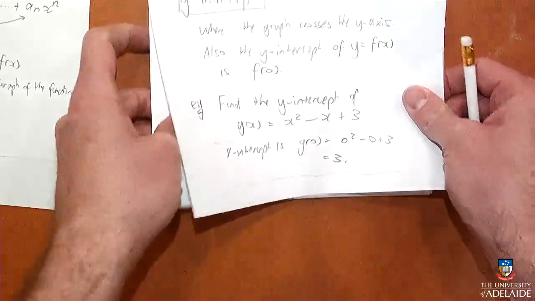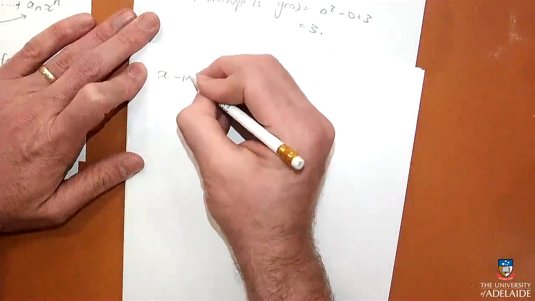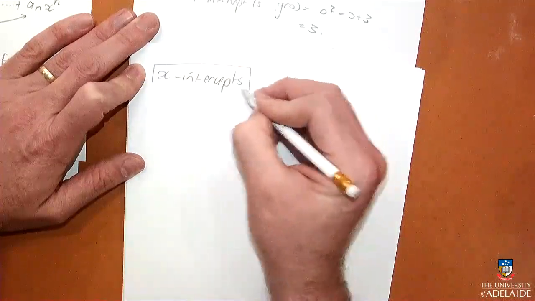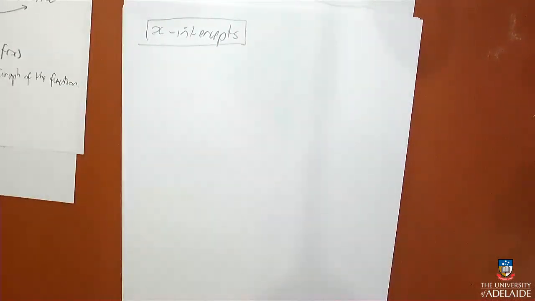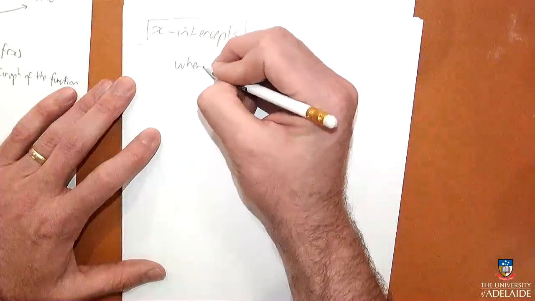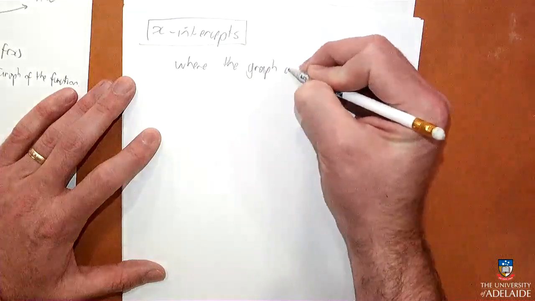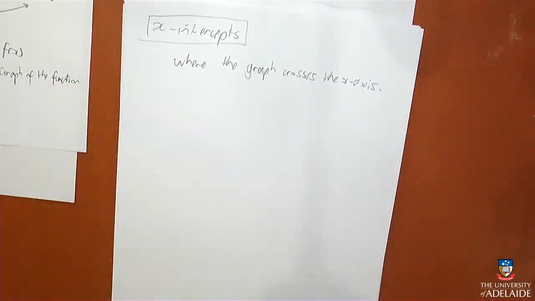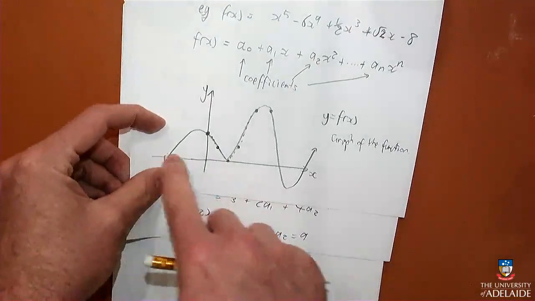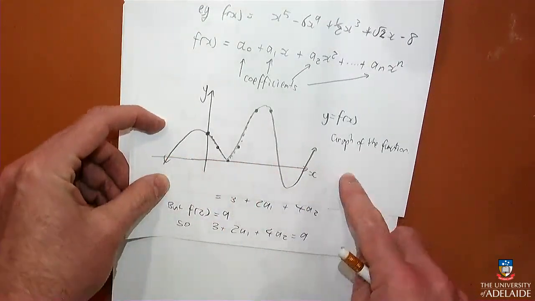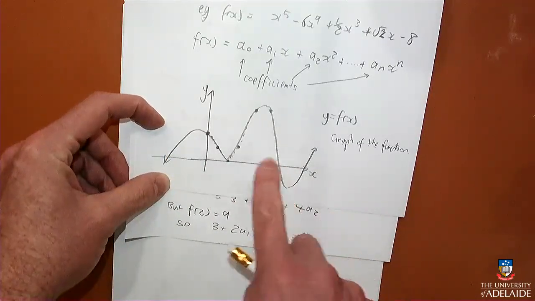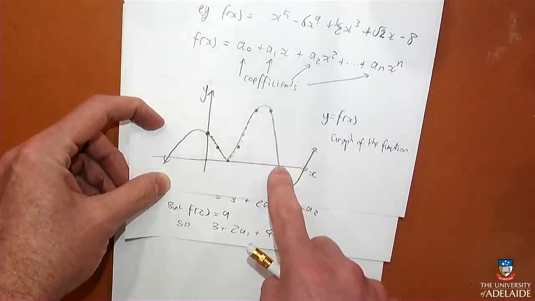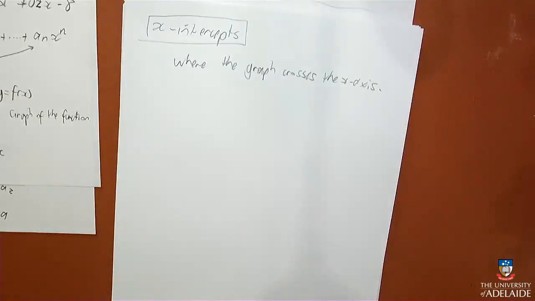The next important thing to talk about is x-intercepts. The x-intercepts are the places where the graph crosses the x-axis. The places where the graph crosses the x-axis line up with 0 on the y-axis. So they are the places that when I sub it into the formula, the answer I get is 0. If I sub this into the formula, I get that height, and this into the formula, I get that depth. This into the formula, I get 0 as the answer, so I don't move. So if you want to find the x-intercepts, you need to find the places where f of x equals 0.